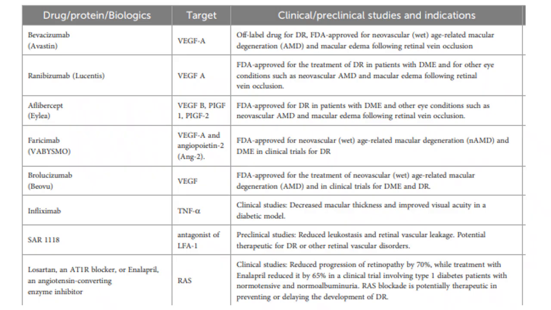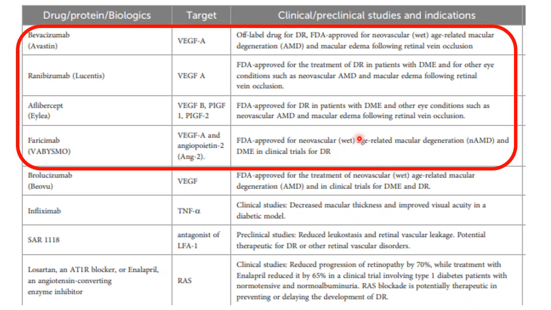Just some biologics that are used or being tried in the treatment of diabetic macular edema. So you have to know at least these four. The latest are faricimab and brolucizumab. Faricimab is FDA approved for neovascular AMD and DME, and is in clinical trials for DR. So faricimab or Vabysmo is approved for DME, right? You have to know this one, and it is in clinical trials for DR.